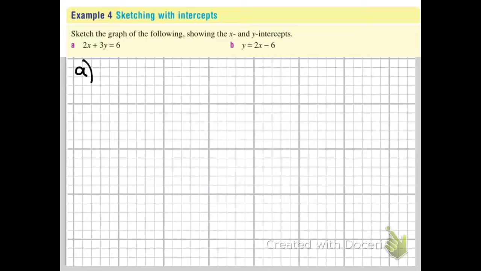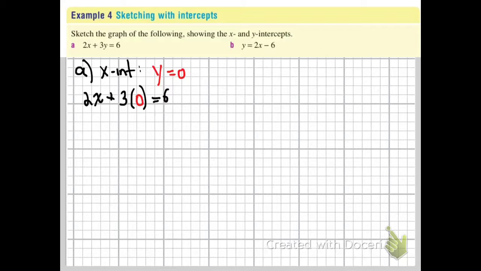First, part A. Let's find each of the intercepts first. We'll start out by finding the x-intercept. When we have the x-intercept, we know that the y-coordinate is going to be equal to 0. So we can take our rule, 2x plus 3y equals 6, and plug in that 0 for y. We want to simplify this and solve for x.